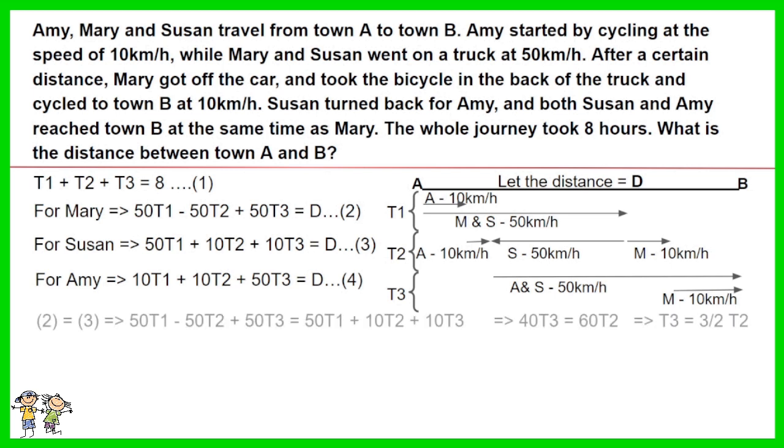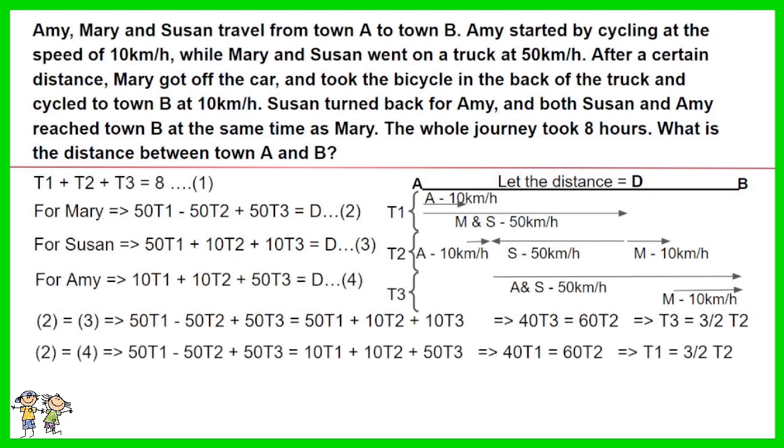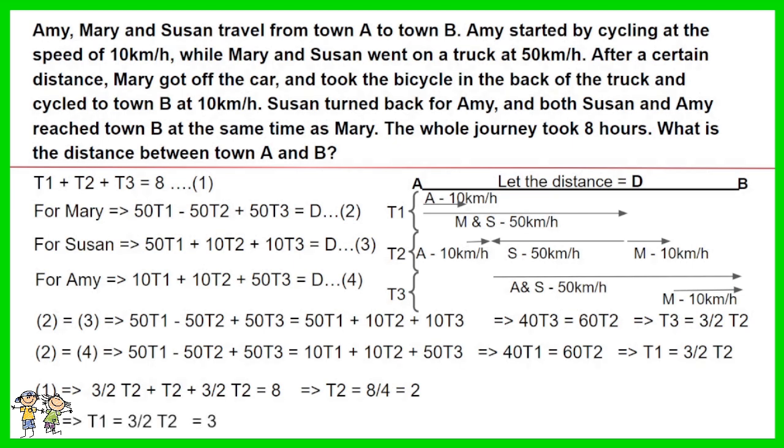Equation 2 equals 3. Solve the equation. The result is T3 equals 3 over 2, T2. Equation 2 equals 4. Solve the equation. The result is T1 equals 3 over 2, T2. Replace the value of T1 and T3 into equation 1, and then solve the equation. The result is T2 equals 2. With the value of T2, we derive the value of T1 equals 3 and T3 equals 3.